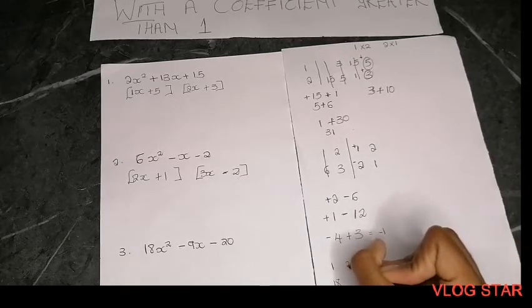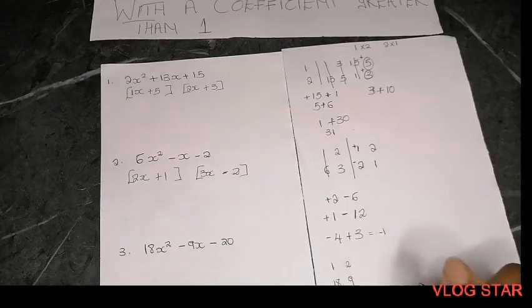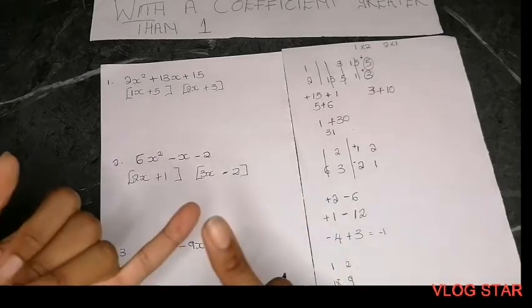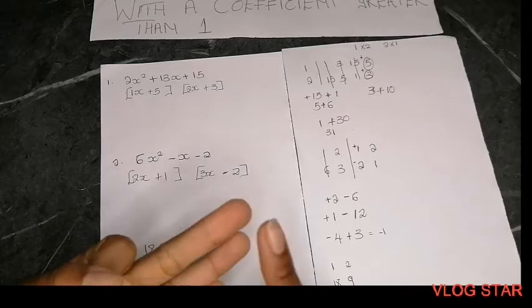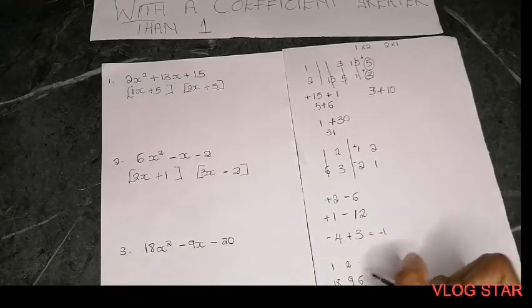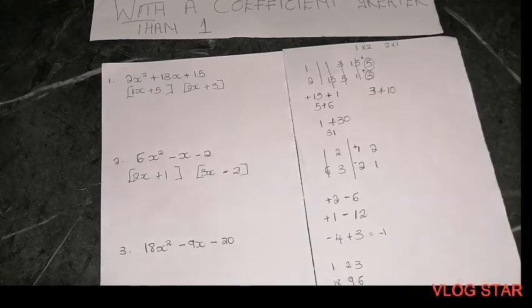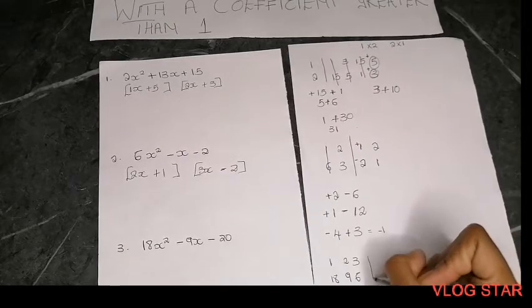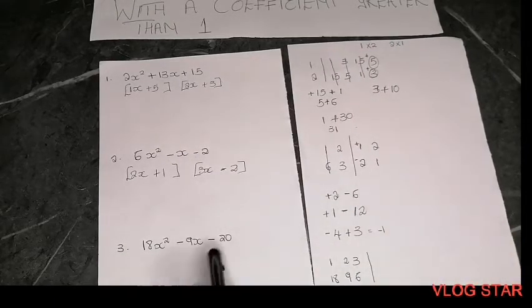We have 2 and 9. We have 6, 12, 18. We have 6. Let me just write the bigger numbers below. 6 and 18. I think that's all. And then we're going to move on to the last term, which is the constant.